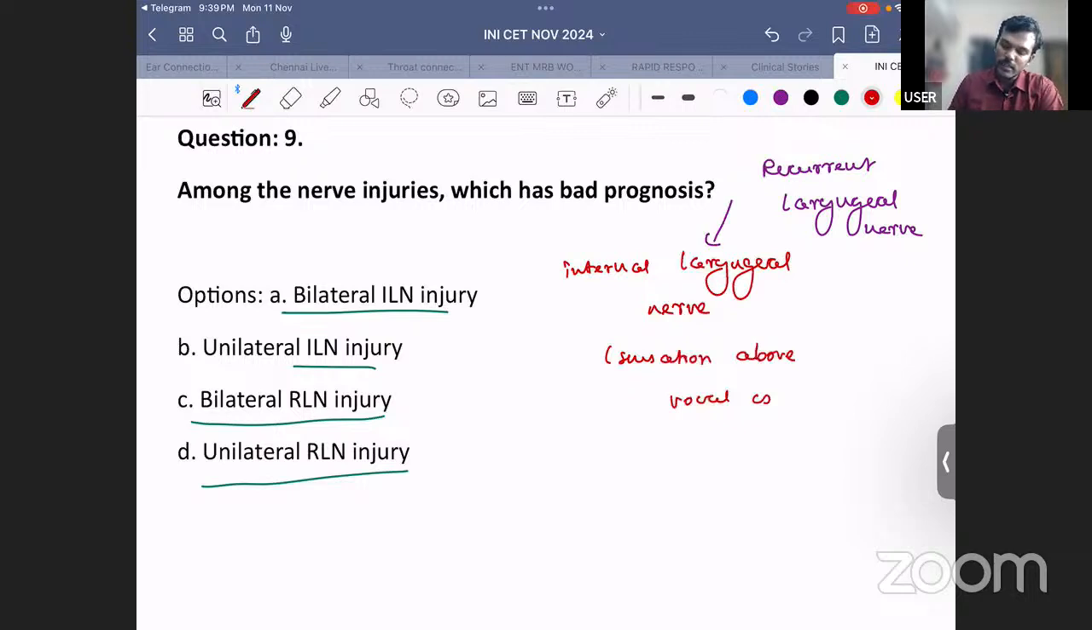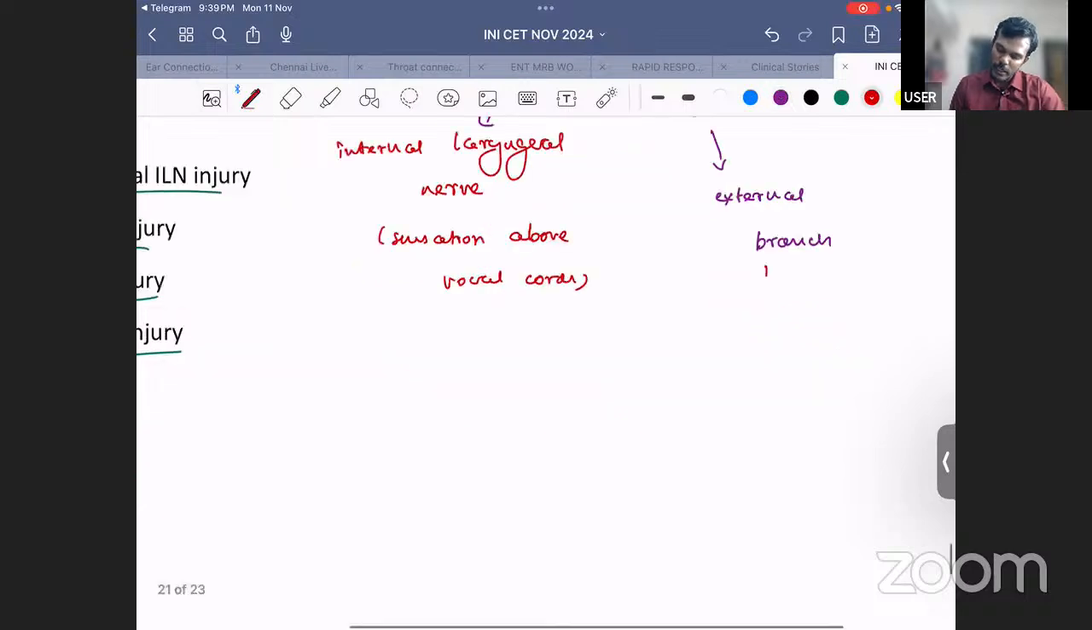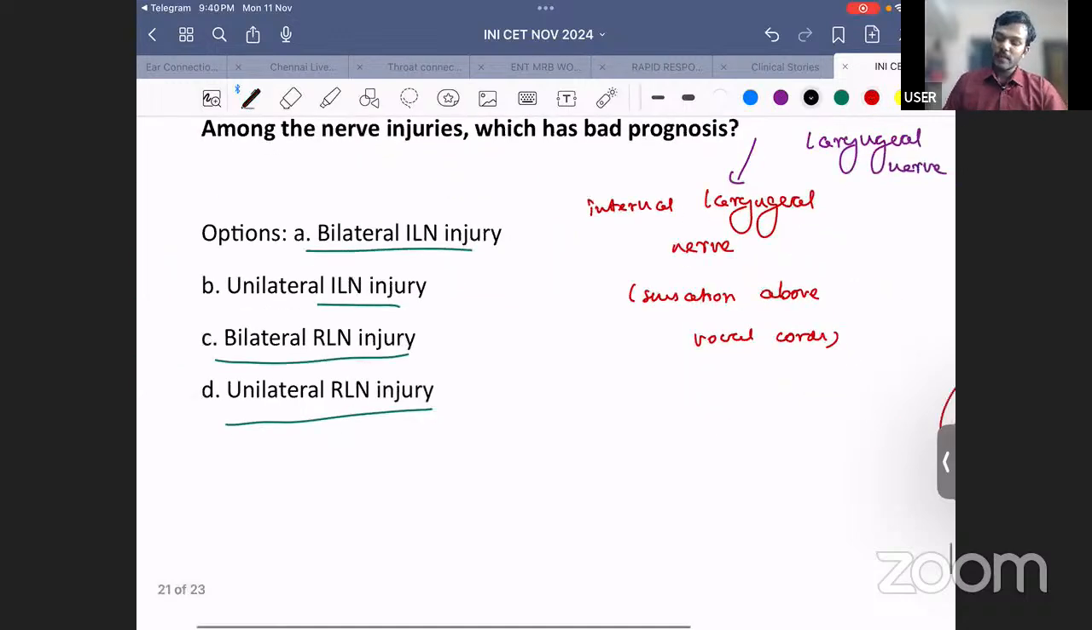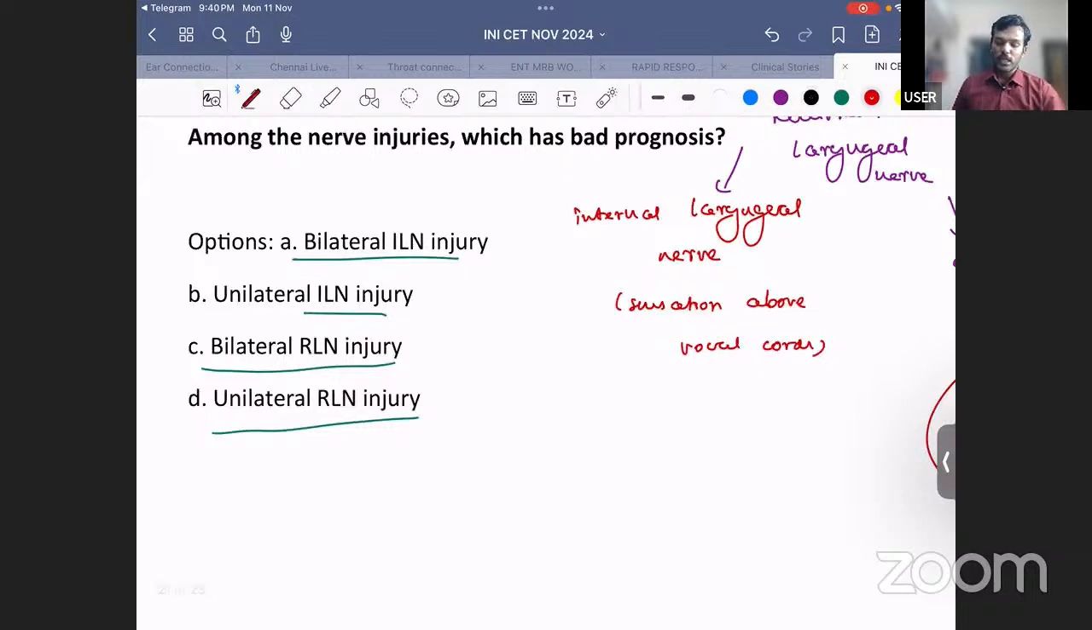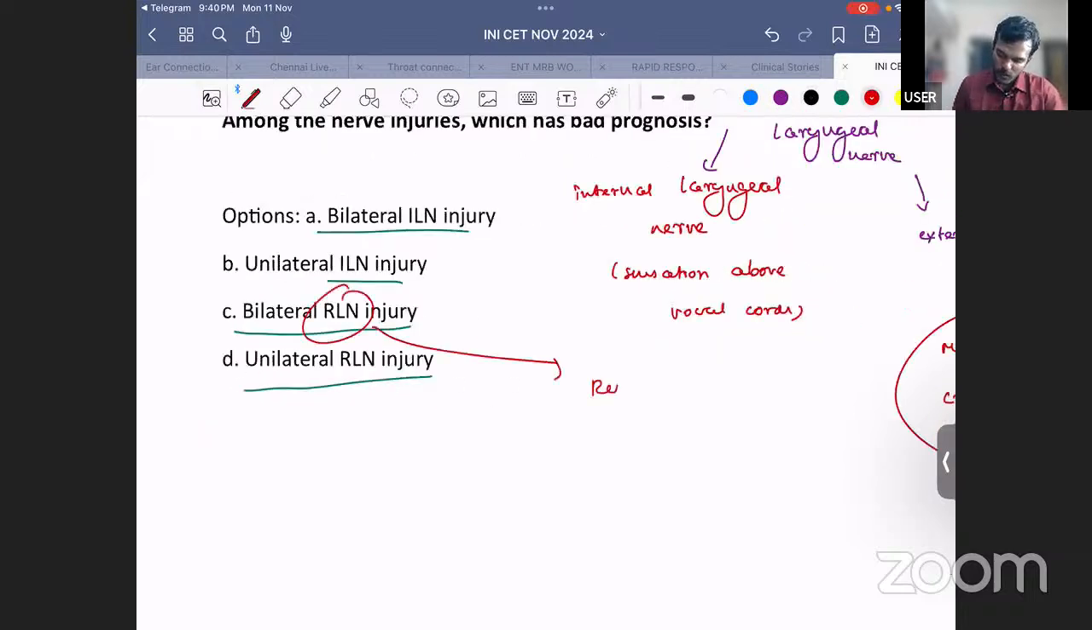Okay. Whereas the external branch is for motor supply to the cricothyroid muscle. So that is the abbreviation for ILN. Okay. So RLN is recurrent laryngeal nerve palsy.